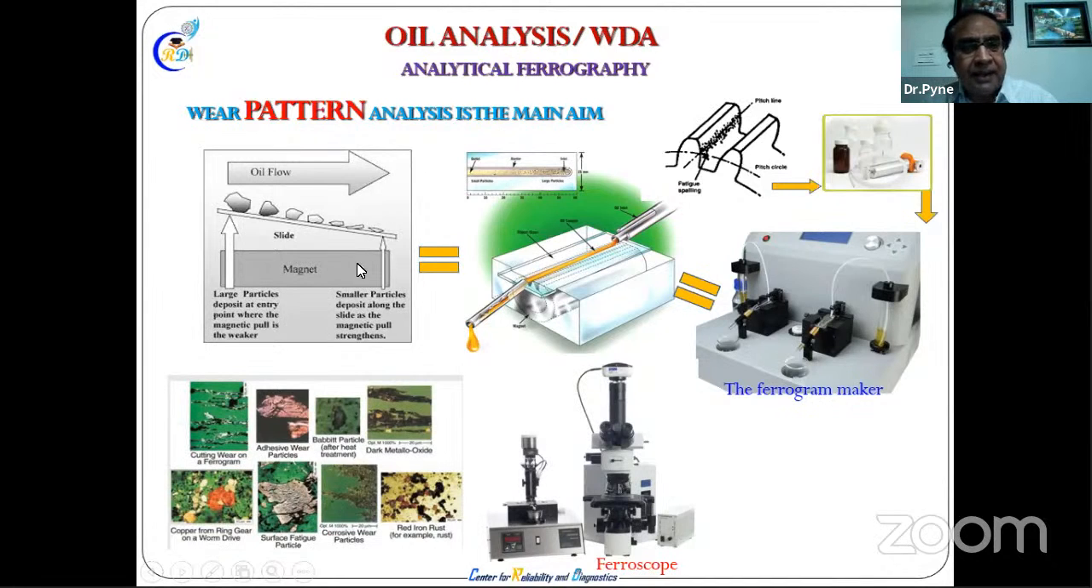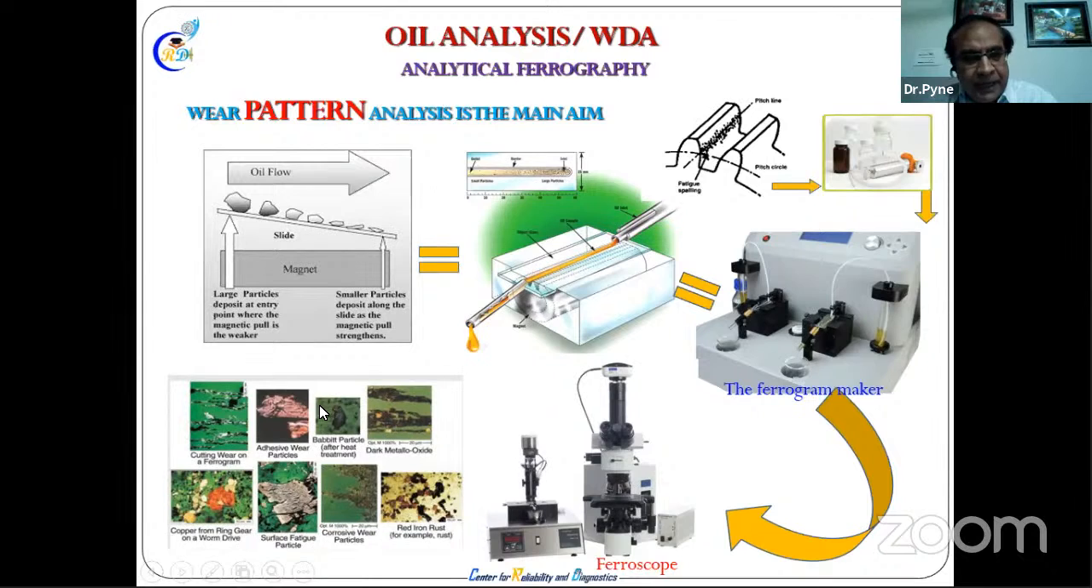How will it capture? There is a magnet under it. All these, under this magnet, is there. These two are going on simultaneously. So these things you get, and after that the same slide we see under the microscope, the scanning electron microscope. We call it in industry a ferroscope, because the name is given like that.